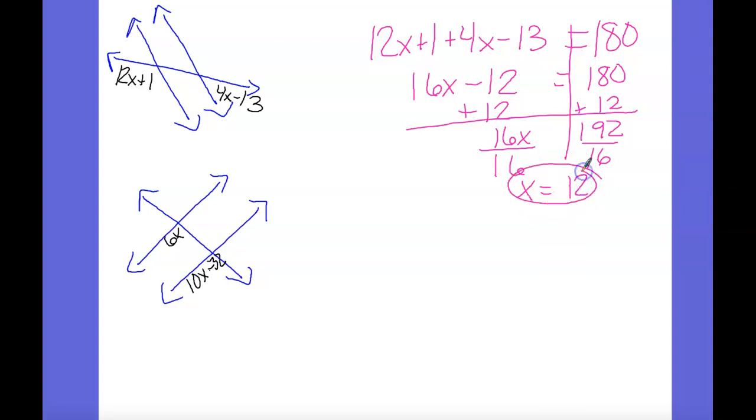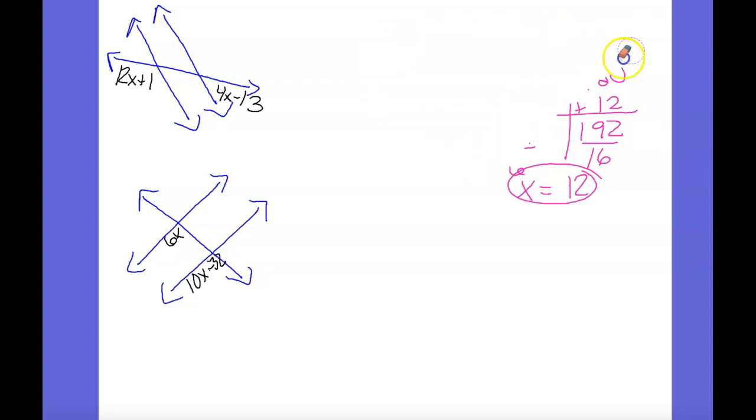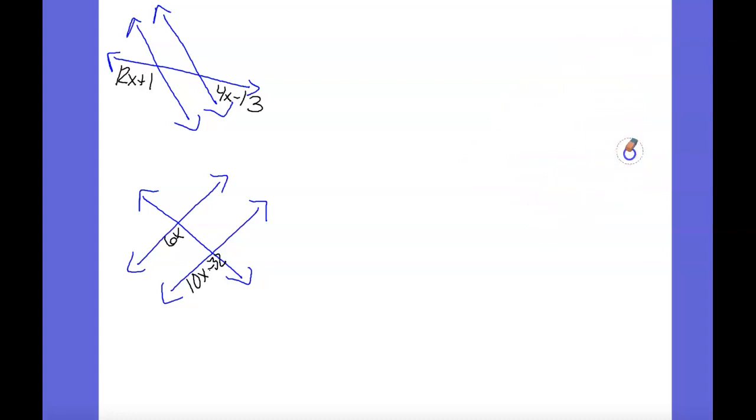Thumbs up if you've got that. Okay. All right, on the next one, you had, what type of angles did we say that was? Corresponding. So if they are corresponding, that means what? They are congruent, which means they are equal. So what's equal? 6x, 10x minus 32.